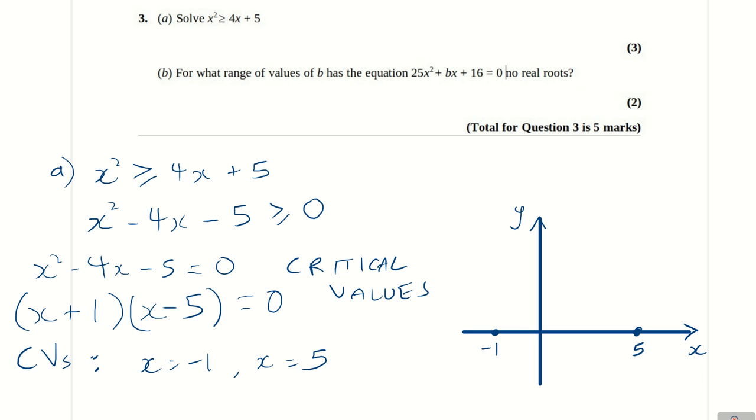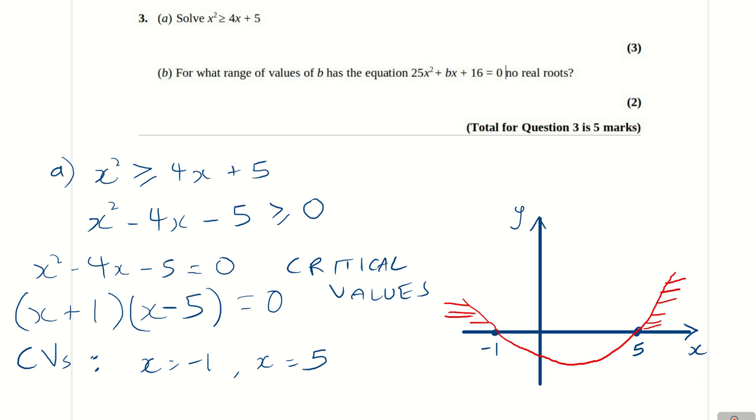So if I draw a sketch of the curve, it's a positive x squared, so it's a smiley face, and it's going to look something like that. Okay, but we want it to be greater than or equal to 0. So where is the curve greater than or equal to 0? Well, it's this part of the curve here and this part of the curve here. So this bit in the middle we don't want, because in this bit in the middle where the curve goes below the x-axis, our expression is going to be negative, and we want it to be either 0 or positive.